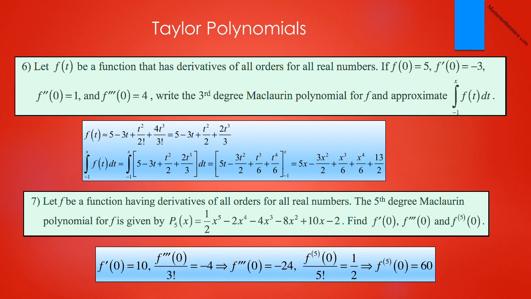So, f prime of 0 must be 10 because that is the coefficient of the x term. F triple prime of 0 over 3 factorial must be the coefficient of the x cubed term, which is -4, making f triple prime of 0 equal to -24. And the fifth derivative at 0 over 5 factorial has to equal the coefficient of the x to the fifth term. And therefore, the fifth derivative at 0 is equal to 5 factorial over 2, or 60.